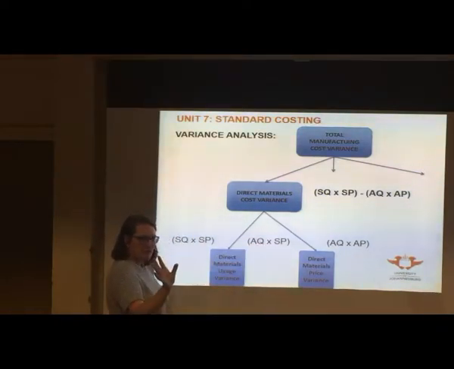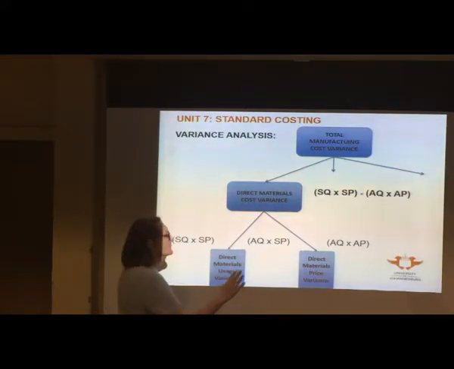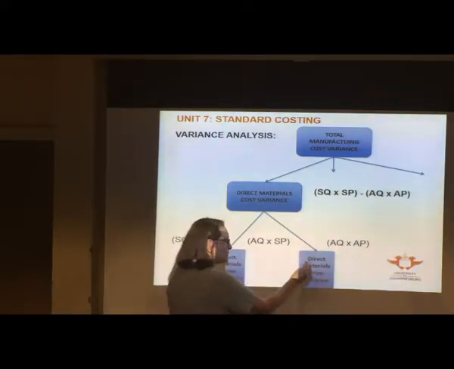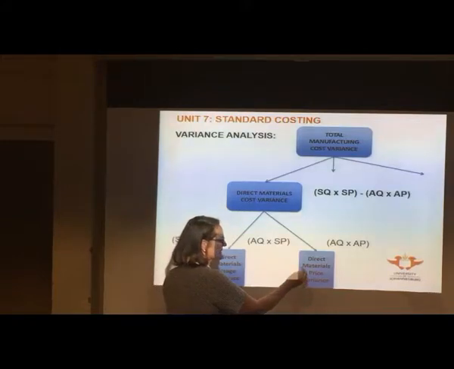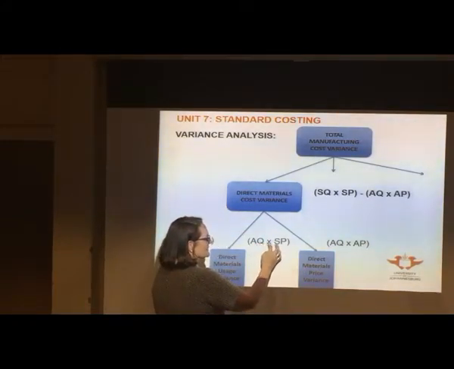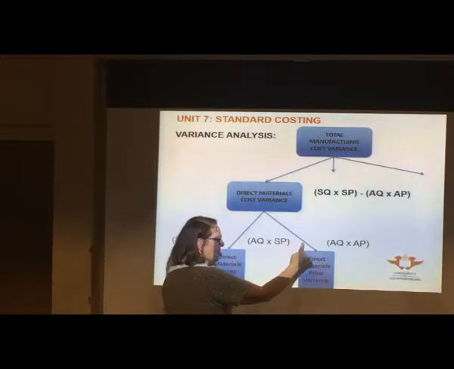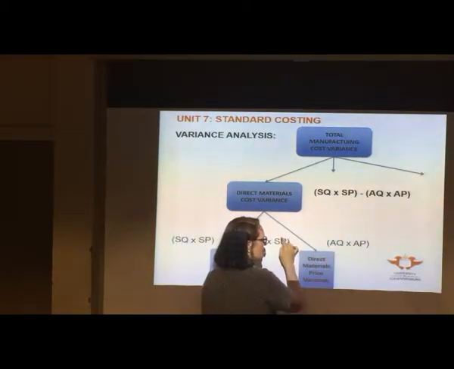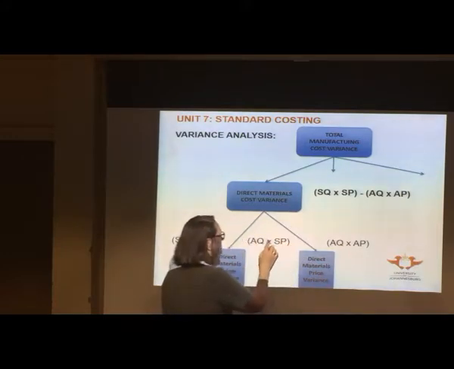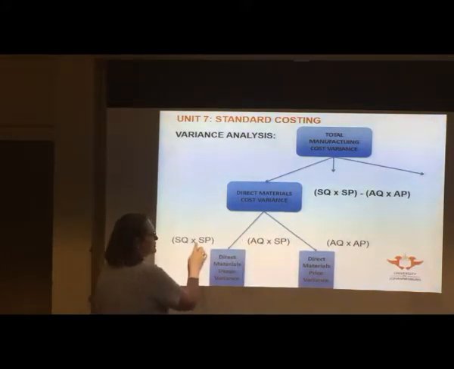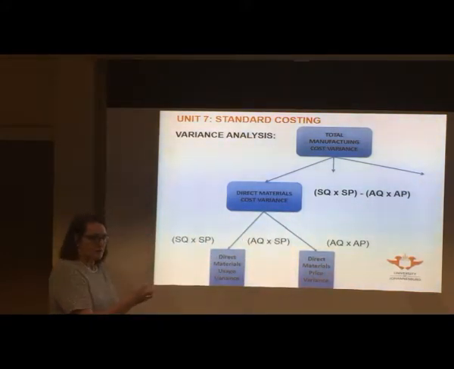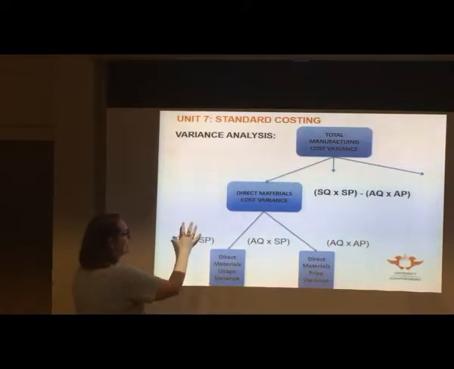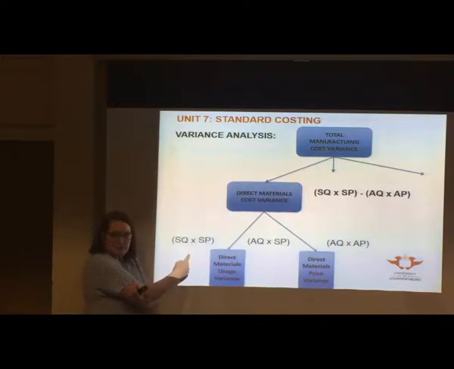Don't worry about these formulae because you're going to make a picture and then you're going to remember it. The direct materials price variance is actual quantity times standard price minus actual quantity times actual price. This is going to give us the difference that's due to price. This is going to give us the difference that's due to quantity or usage. And then standard quantity times standard price is the flexed budgeted amount.